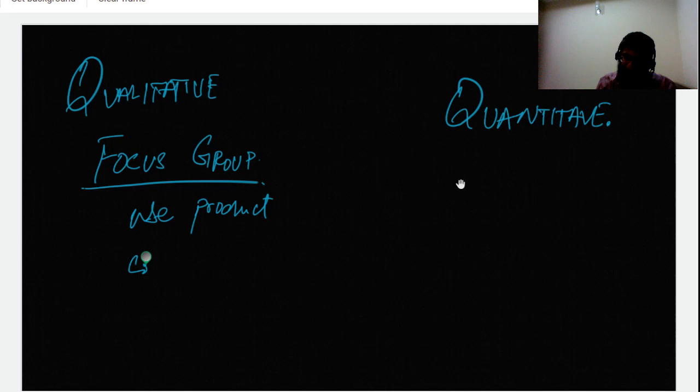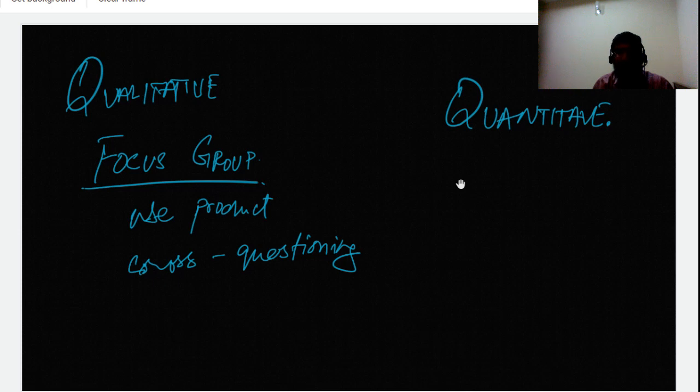Are they paid for this? Sometimes they are, sometimes not necessarily. So you do cross questioning. For example, they say that I like this tea, you then ask them what particular thing did they like about this tea. Was it aroma, was it taste, was it the temperature? If the tea had been presented in a different cup, would you have still liked it?